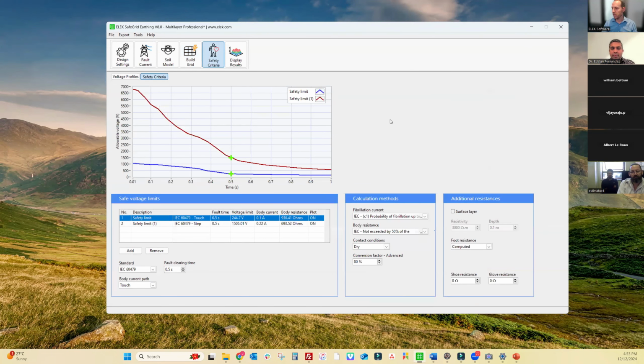Here under safety criteria, this is where you'll calculate your safe touch and step voltage limits according to the main standards, IEC 60479 or IEEE Standard 80. 90% of the world really should be using IEC 60479. That is the more accurate safety criteria in our view.